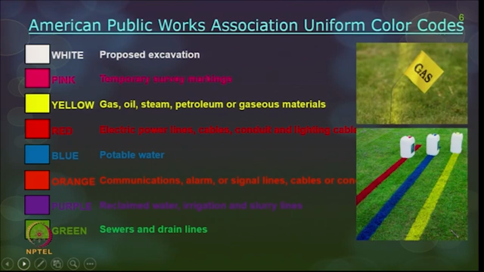The American Public Works Association, APWA, has recommended a uniform color code, which is followed in several countries. White is generally recommended for the proposed excavation, pink for temporary survey markings, yellow for gas, oil, steam, petroleum or gaseous materials. Red generally is used to show electric power lines, cables, conduits and lighting cables. Blue for potable water, orange for communications, alarm, signals, cables or other issues. Purple for reclaimed water, irrigation and slurry lines, and green for sewers and drain lines.